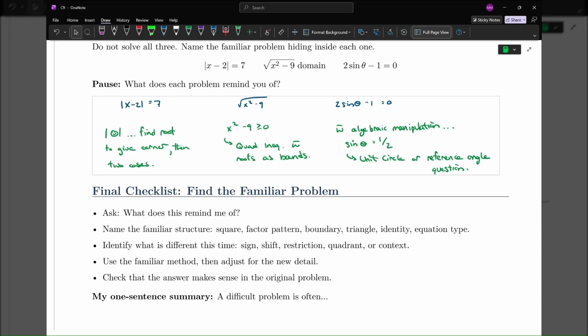And then make sure, again, you are checking the answer in the original question, right? So make sure everything does kind of line up for yourself.